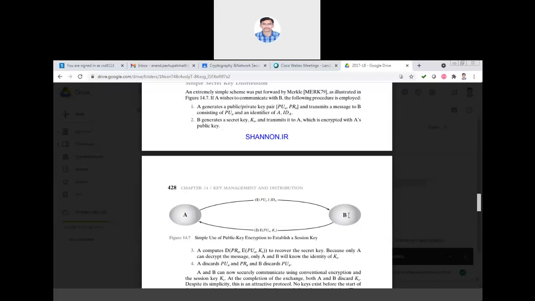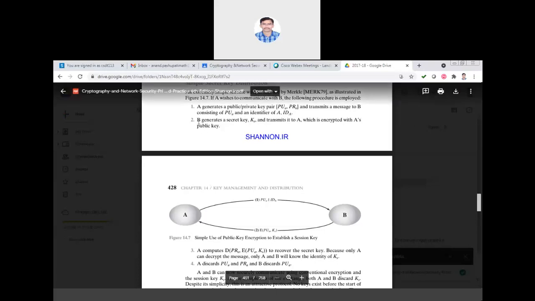Now B is getting a request from someone, and who that person is, B isn't aware of. Just by seeing the message he got, what B can assume is: I'm getting a request by IDA with some public key. So that is what B got.